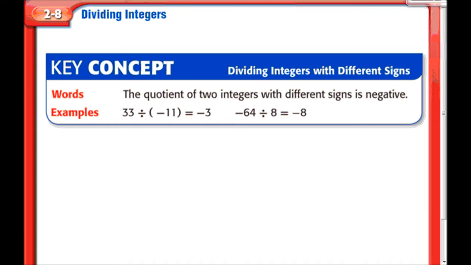So first of all, we're dividing with different signs. So that means one of these numbers is going to be positive, one number is going to be negative. Now what do they say about that? Well, the quotient, when you divide, of two integers with different signs is going to be negative. So that's why we have a -3 here. 33 divided by -11 is -3. And of course right here we have a -64 divided by 8, which is positive, and that's going to equal a negative. So each time we end up with negative answers whenever the two integers you're dividing have different signs.